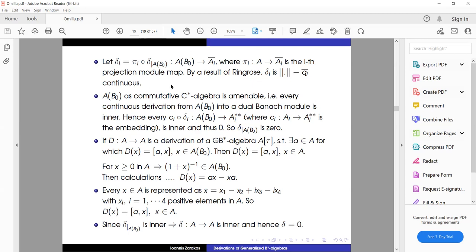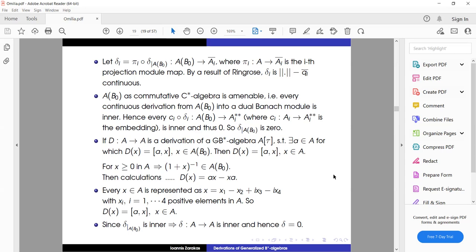So delta I is continuous, and moreover, since we have in our hands a commutative C-star algebra, which is amenable, we can say that the map from AB0 to the bidual of alpha I would be inner and thus zero. This would happen for every I. So our derivation delta restricted to AB0 at the end of the day turns out to be zero. By this weak reference, we started with the restricted derivation, and we now have that this restricted derivation is zero.